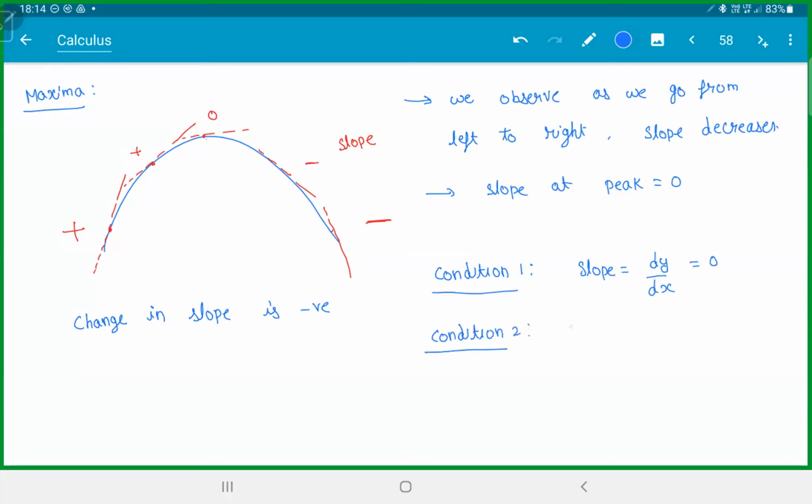Condition 2: the rate of change of slope. You said the change in slope is negative, so the rate of change of slope should be negative. But what is slope? d by dx of slope, where slope is dy by dx. That means the double differential is negative. So these are the 2 conditions. At a point, if the slope is 0 and the rate of change of slope, or the double differential, is less than 0, that point is a maximum. Just note it down. I know it is a little vague. We have to do a few problems, then you get it.